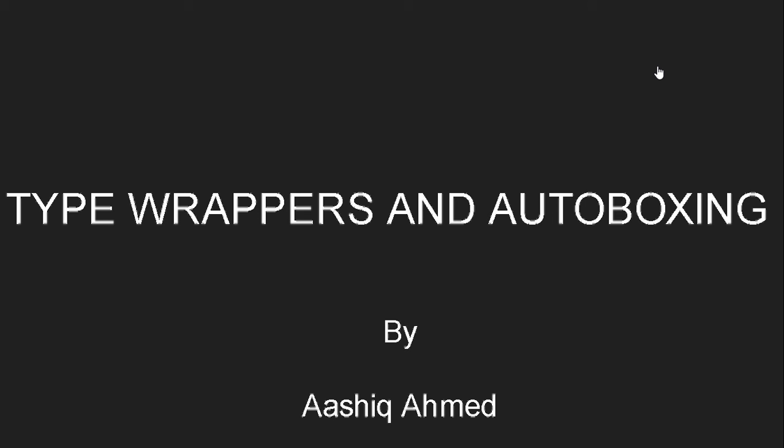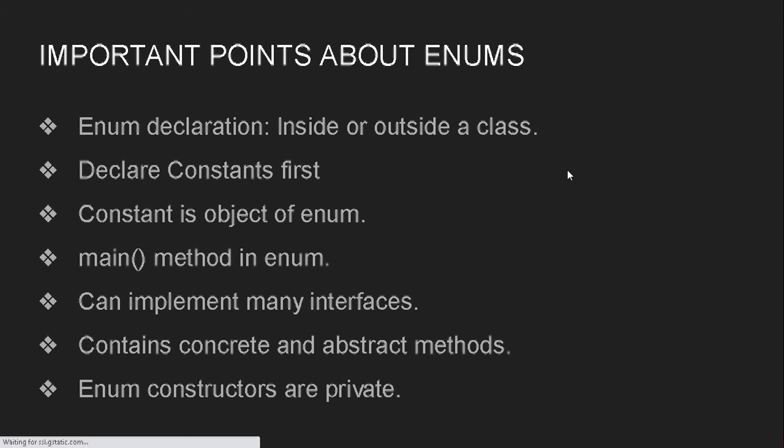In the last tutorial I discussed deadlocks and enums. So if you're interested and want to learn more about deadlocks and enums, you can go and watch tutorial number 40. In this tutorial, I'm going to talk about type wrappers and autoboxing. First of all, I'm going to talk about a few important concepts about enums. Then after that, we'll be starting with the concept of type wrappers.